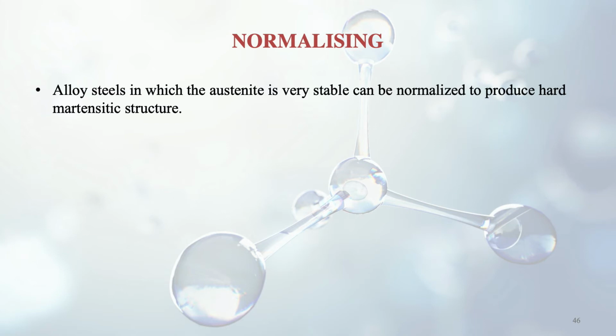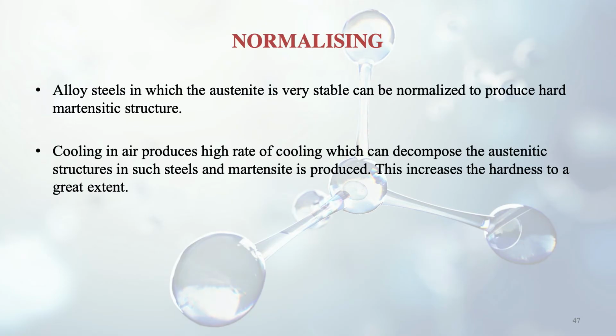Alloy steels in which the austenite is very stable can be normalized to produce a hard martensitic structure. So in case the austenite in a certain steel is very stable, a normalizing process can be applied and we will get a good hard martensitic structure. Cooling in air produces a high rate of cooling which can decompose the austenitic structures in such steels, and martensite can be produced. This increases the hardness to a great extent.